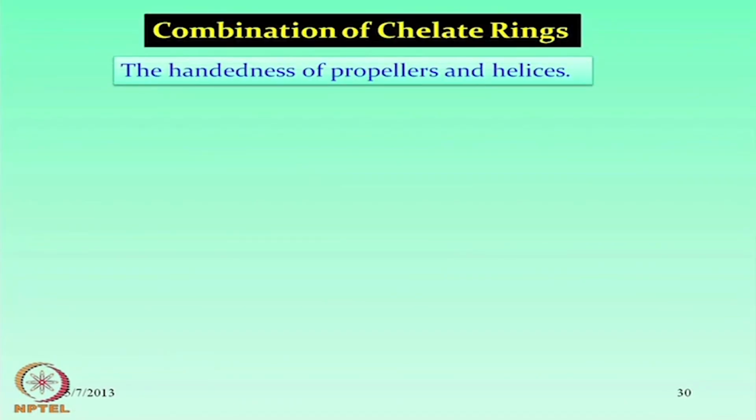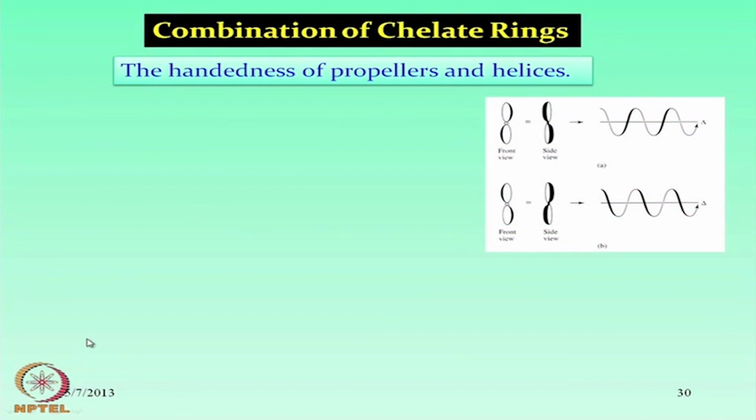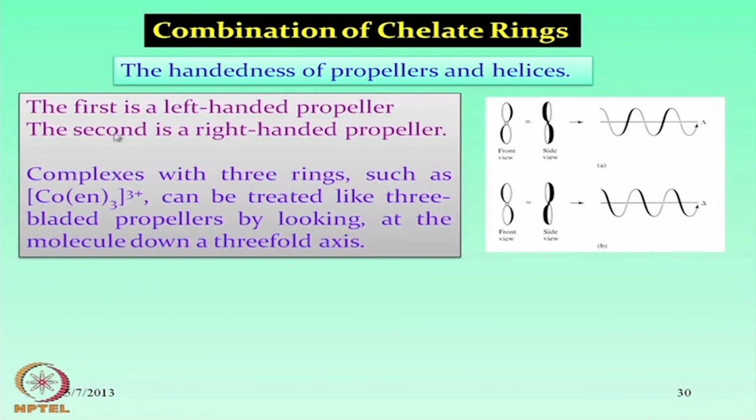So if we have the combination of these chelate rings, what we see is the handedness of propellers and helices. We have the front view, the propeller view, and the side view of this. If, as the board face is side 1, this particular face moves from one direction to the other, that means it is in the lambda form, the left-hand direction. And when it is in the other form, the right-hand direction, we get the corresponding delta version.